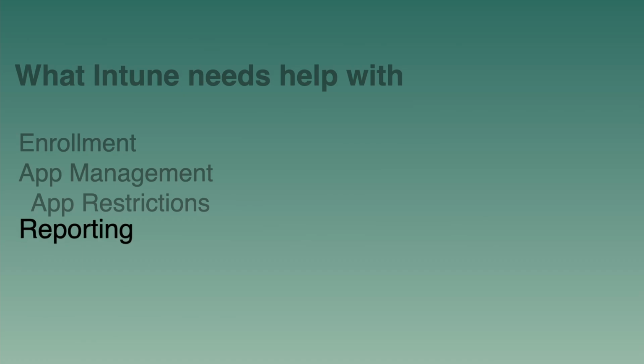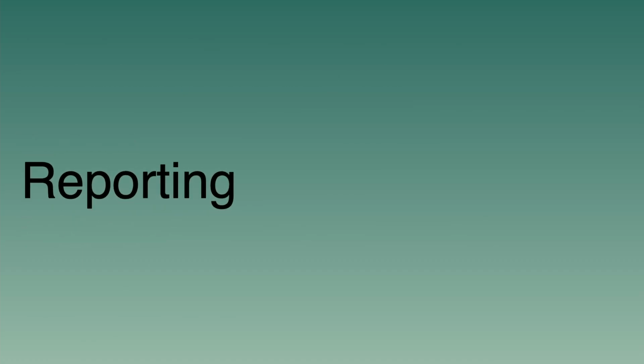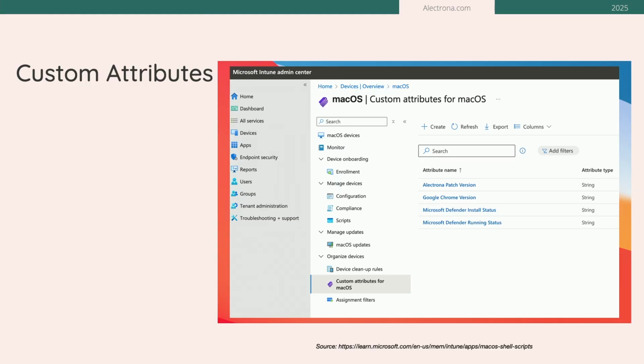The last thing we want to talk about that Intune needs help with is reporting. Again, we talked earlier about some improvements: the information stored within Intune was only updated about once a week. That has improved to every 8 hours. They do now supply the option for custom attributes. Again, as Sam had mentioned, it's very similar to the extension attributes within Jamf Pro.